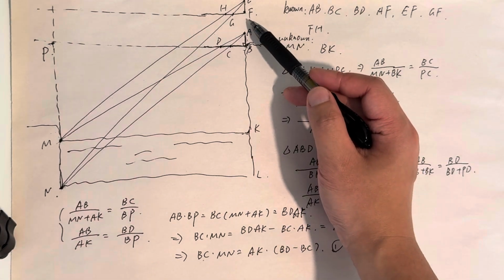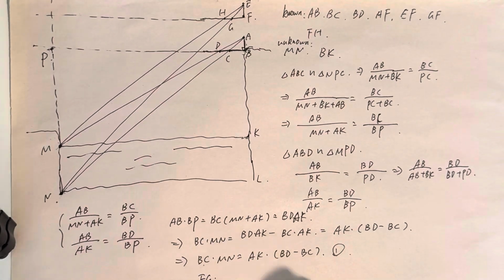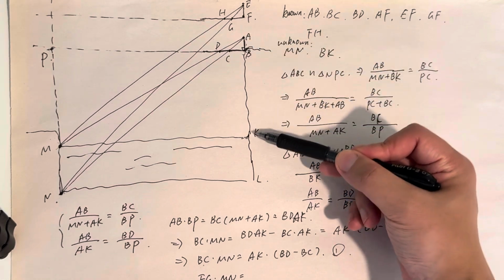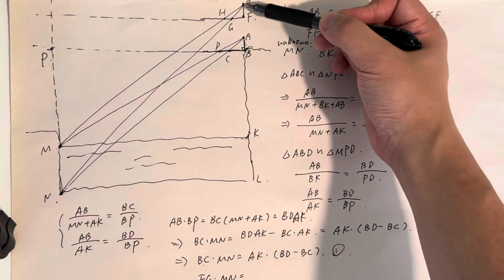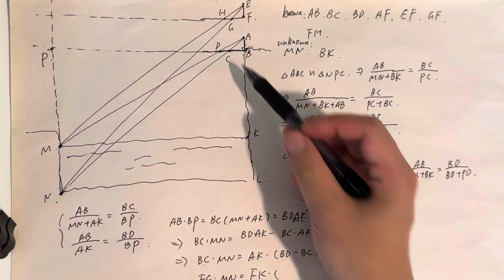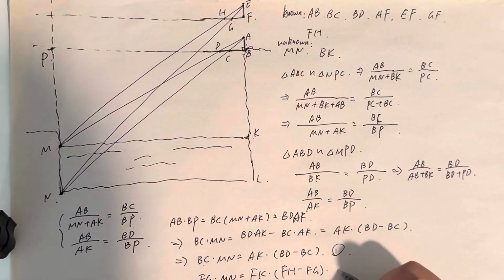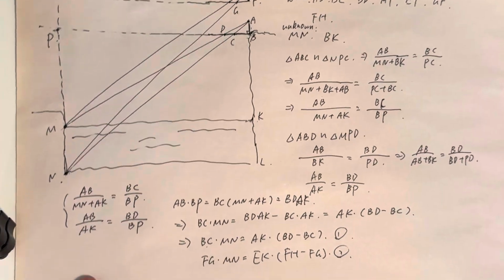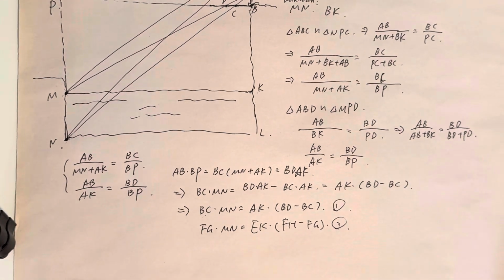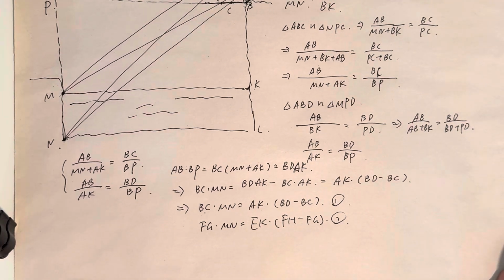So for the next measurement would be FG, which is a known part. FG times MN should equal, here we have AK, for the next measurement would be EK, times BD minus BC, which is FH minus FG. That's the second one. So we don't know the distance of EK, we don't know the distance of MN. It looks like we have 3 variables here, AK, EK, MN, but actually we only have 2 variables here.